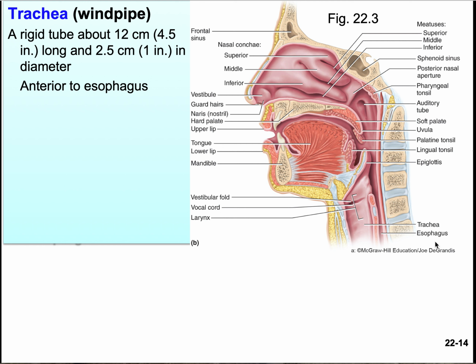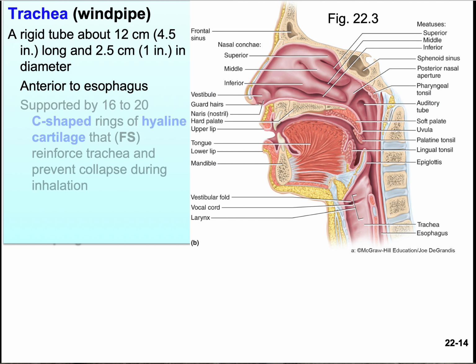Okay. Trachea and laryngeal regions are anterior to the esophagus, that's what we've said already, and the trachea is held open by a series of C-shaped rings in which the opening of the C is on the side near the esophagus.